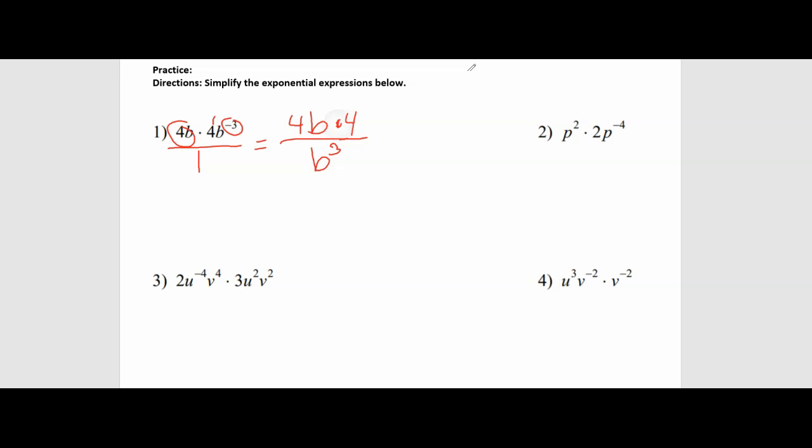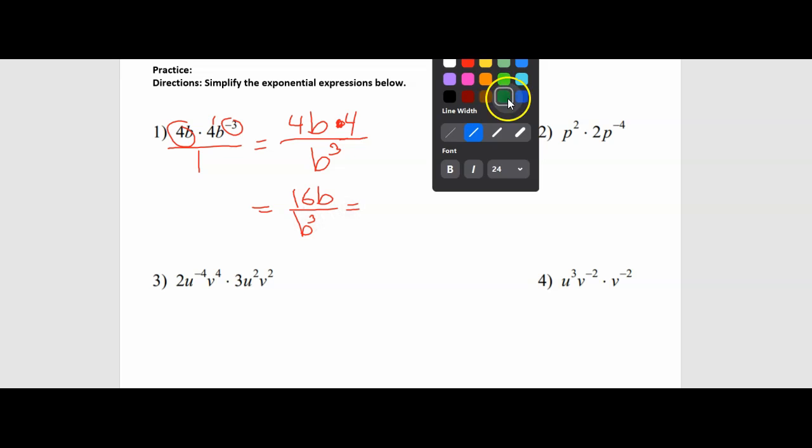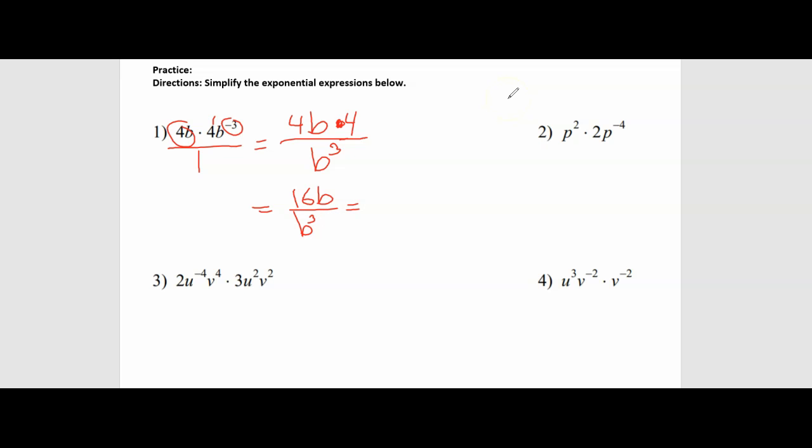Now we are going to simplify. You'll notice now we have a quotient to simplify. But the first thing we can do is simplify the numerator. So I get 16b over b cubed. If I think about my quotient rule, the 16 is going to stay because there's no other number to divide 16 by. And then the exponent on this b is 1, and I need to subtract. So I need to subtract 1 minus 3, which gives me negative 2.